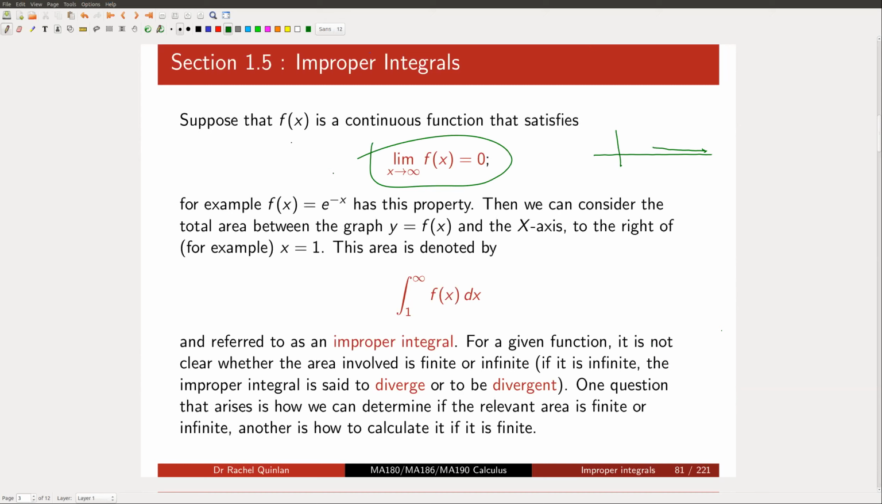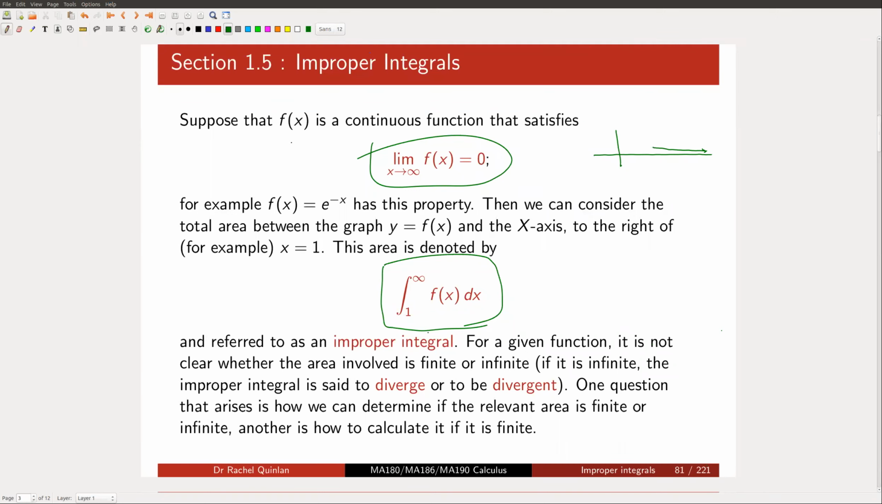For example, f of x equals e to the minus x, 1 over x squared, 1 over x, 1 over the square root of x, all these things have that property. Then we can consider the total area between the graph of the function and the x-axis to the right of, for example, x equals 1 or some other fixed value of x that we care about. The area is denoted this way. It's like a definite integral, except that it's not, because it's got this infinite region over which you're integrating. But it's not an indefinite integral either, because we're not talking about the general antiderivative. We're talking about the conceptual area of some region.